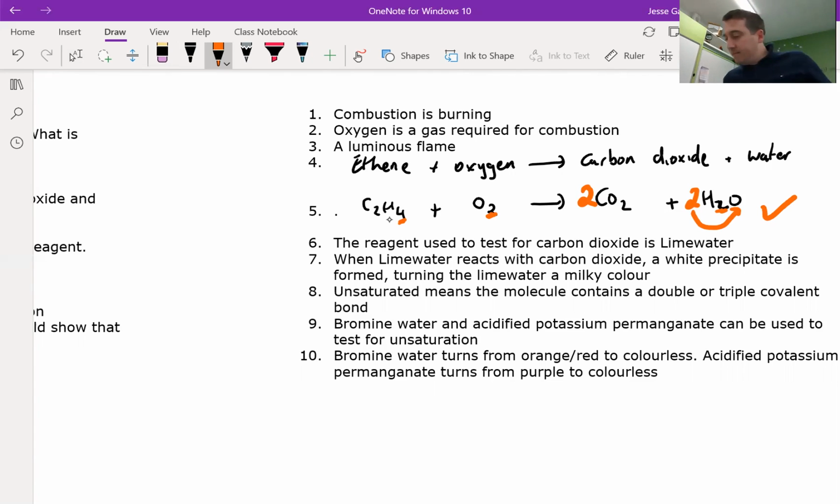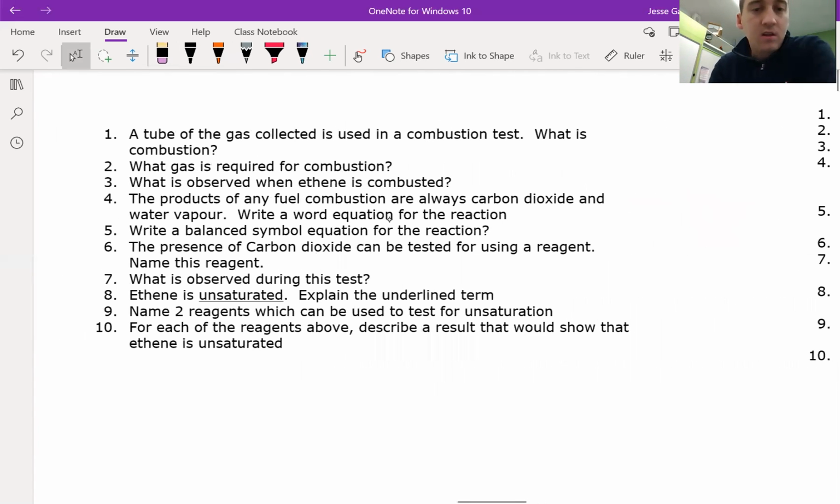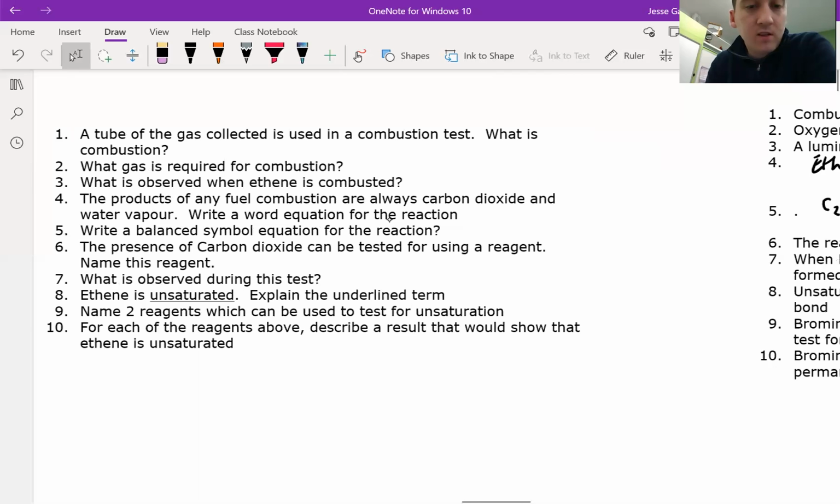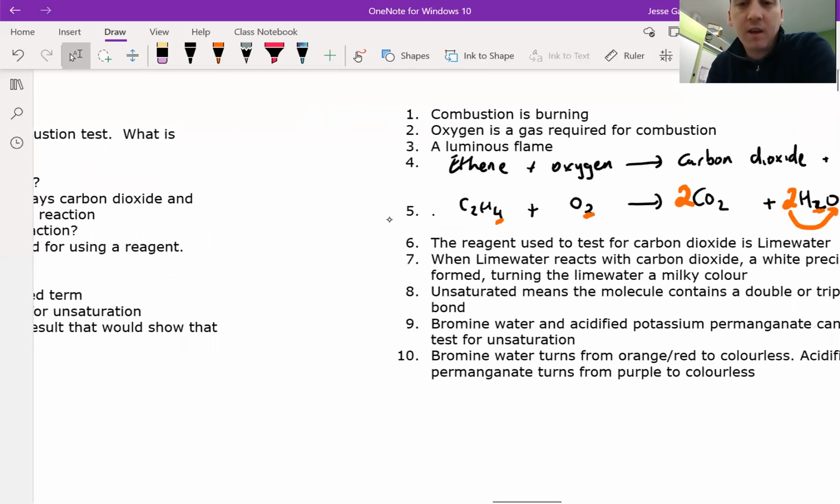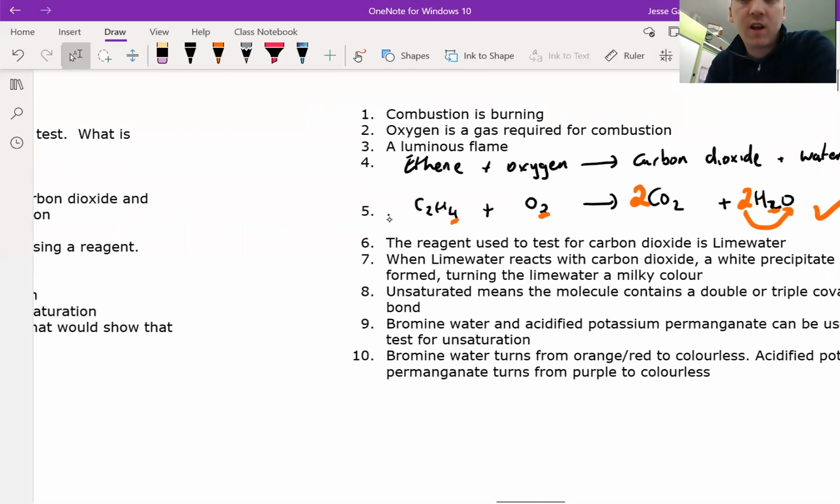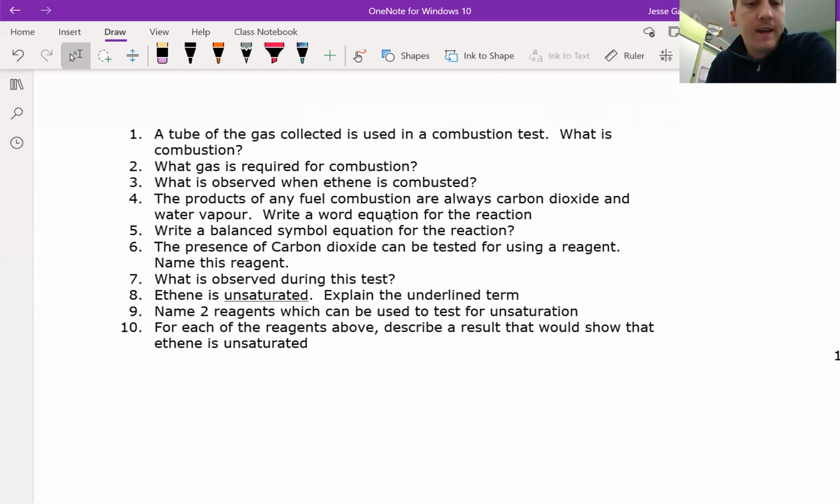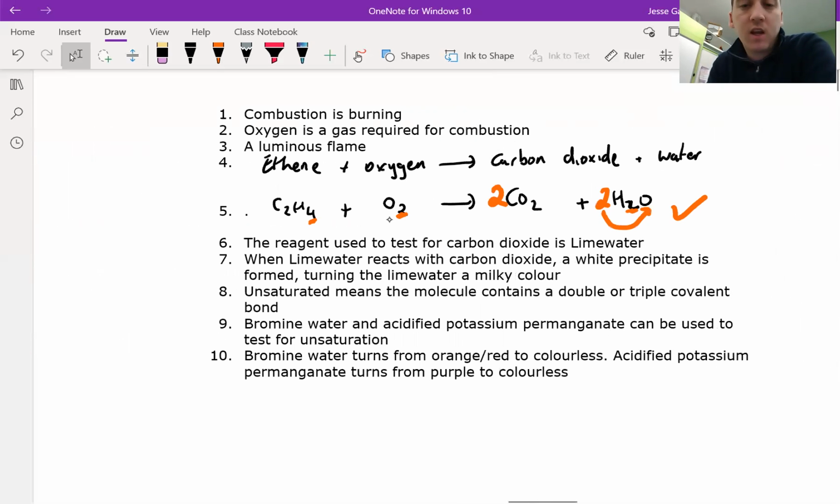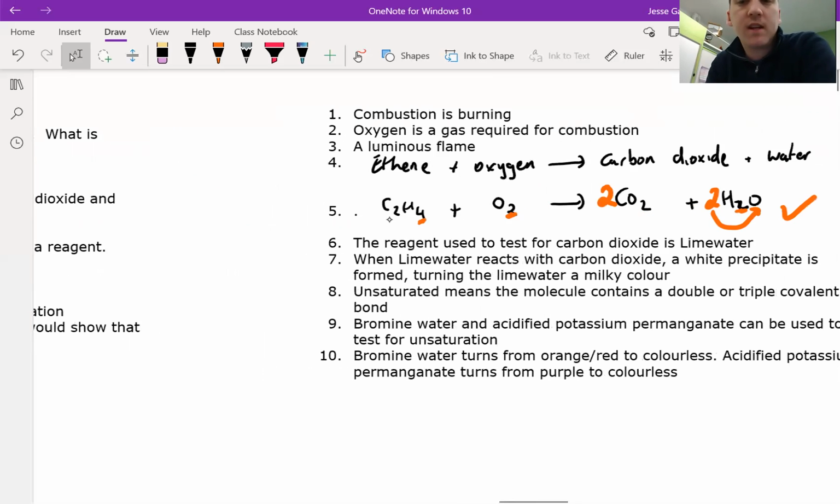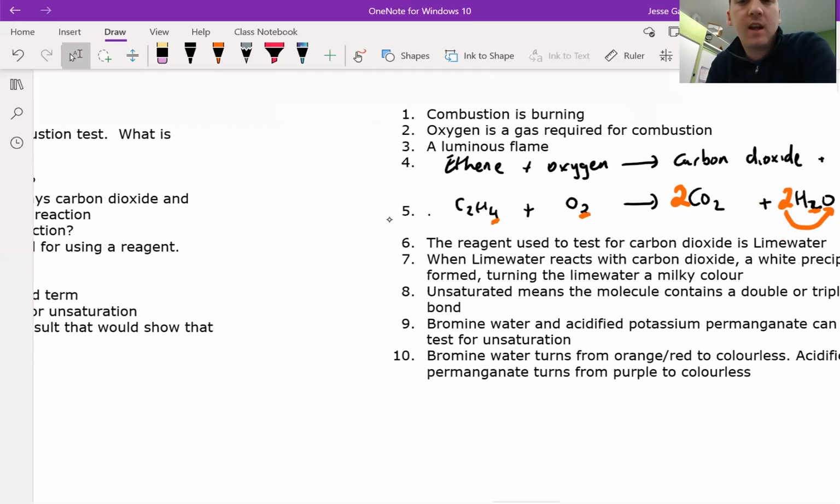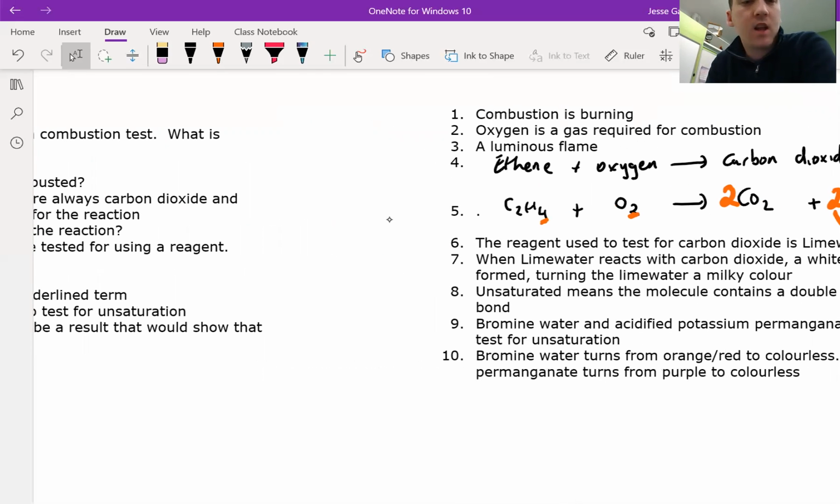Well done if you managed to get that right, guys. Number 6 said the presence of carbon dioxide can be tested for using a reagent. Name this reagent. That would be lime water. The reagent used to test for carbon dioxide is lime water. What is observed during this test? When lime water reacts with carbon dioxide, a white precipitate is formed, turning the lime water a white or milky color. So a white precipitate is seen, and that makes the lime water a milky or light white color.